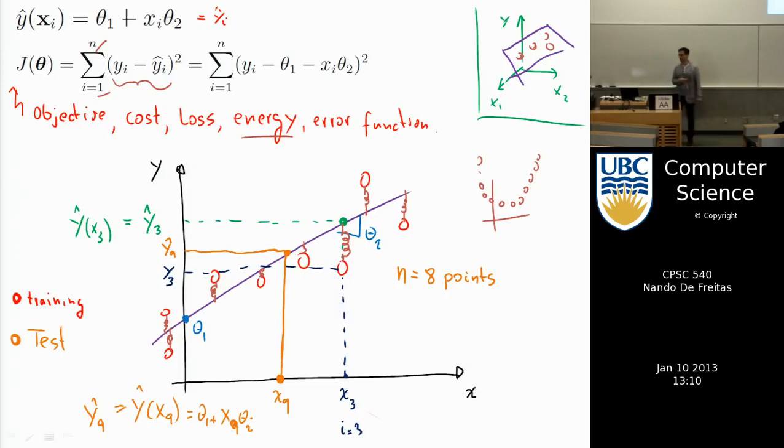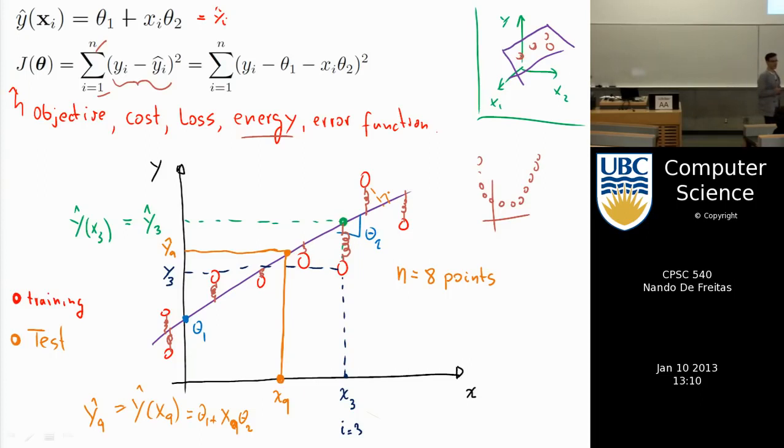Now, of course, if the points are not in a line, it's not going to work well. All the distances are being measured vertically. That's the least squares criterion that Gauss gave us several centuries ago, and it's still very popular. There are better ways of measuring distances, like the perpendicular distance to the line. Later we will see methods that try to do this.